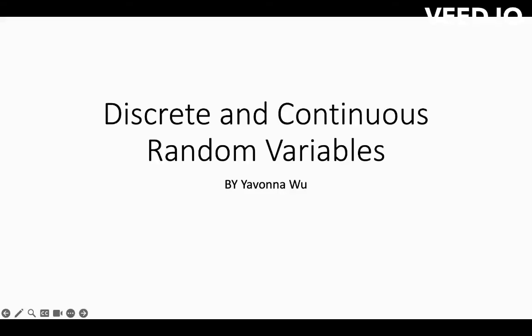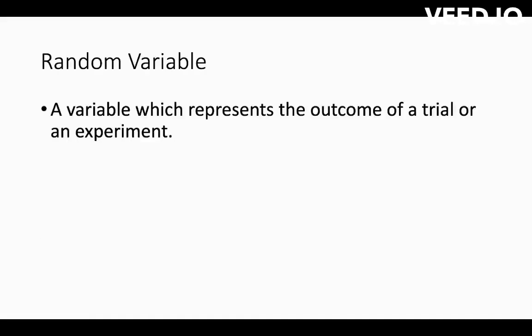Hey everyone, so today we're going to talk about discrete and continuous random variables. A random variable is a variable which represents the outcome of a trial or an experiment. So for example, coin tossing.